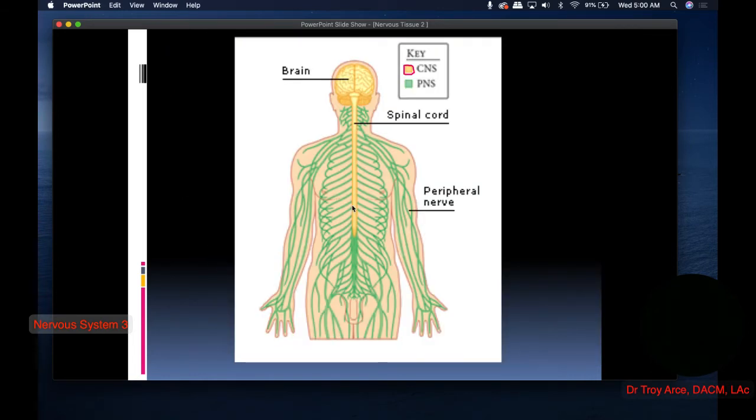So again, you should not be confused that the brain and the spinal cord are the central nervous system. Everything outside of it involving the nervous system is the peripheral nervous system.